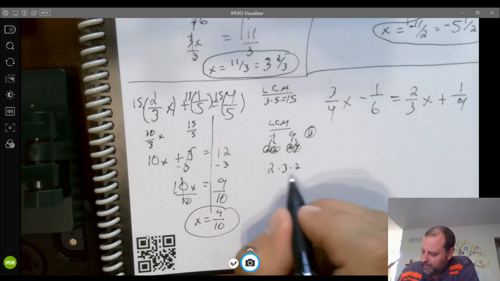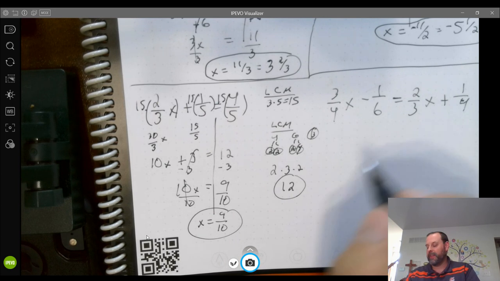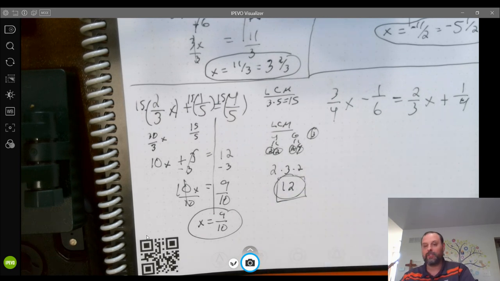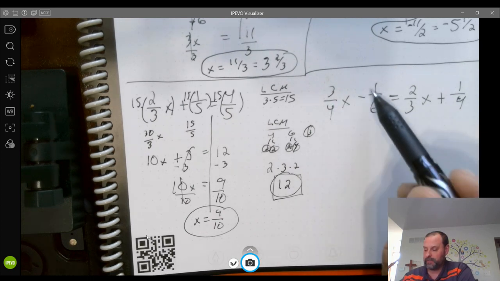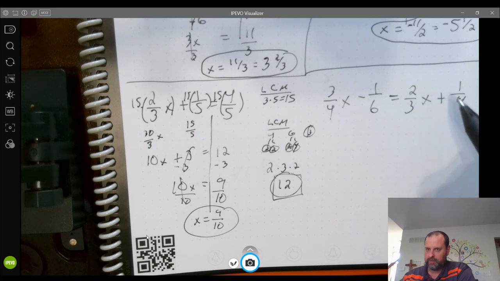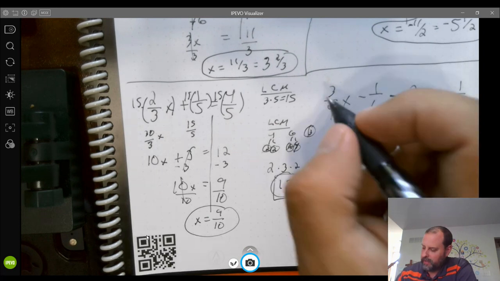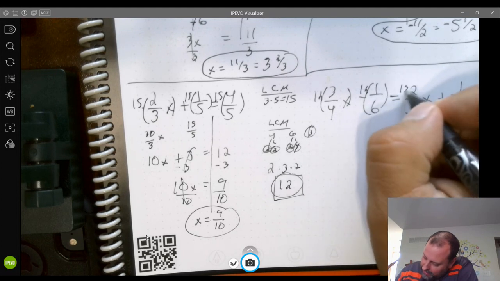Well, what's 2 times 3 times 2? 12. Could you have figured that out maybe by just looking at those numbers? Sure, that's possible, and that's okay. Just double check it. 12 divided by 4. Yep, whole number. 12 divided by 6, whole number. 12 divided by 3, whole number. 12 divided by 4, we just checked. So that means that's what I have to multiply everything by.